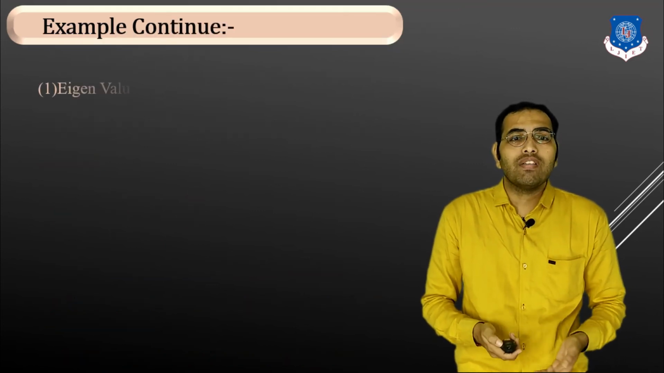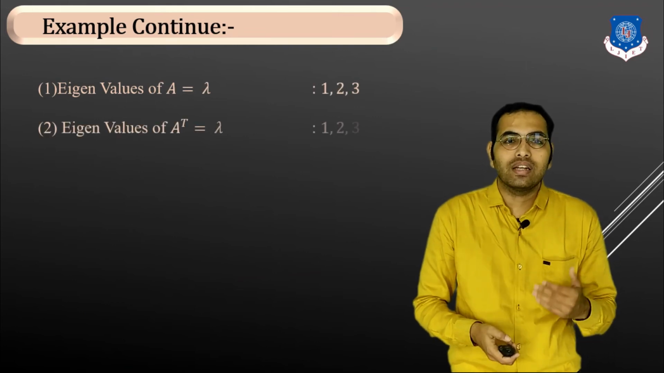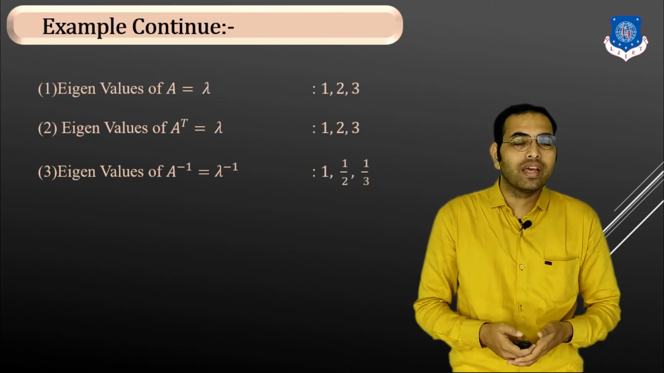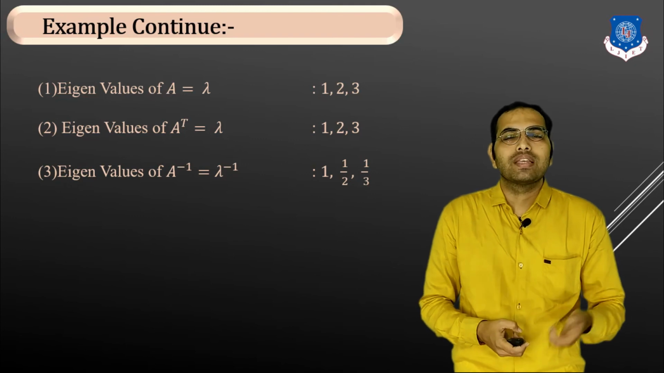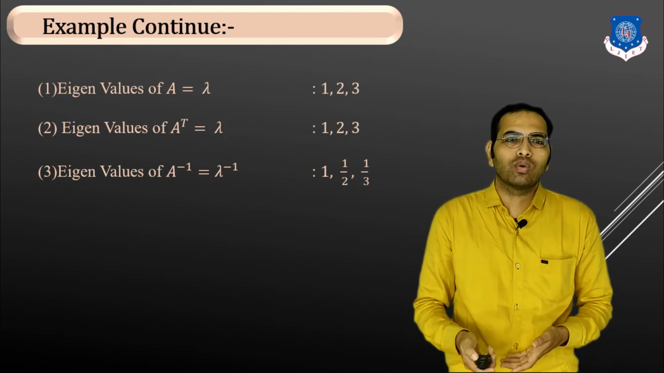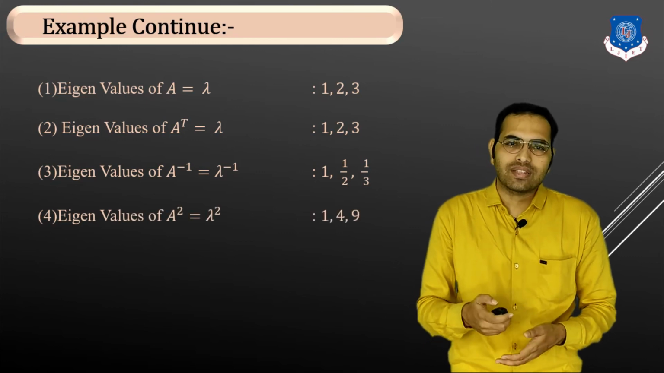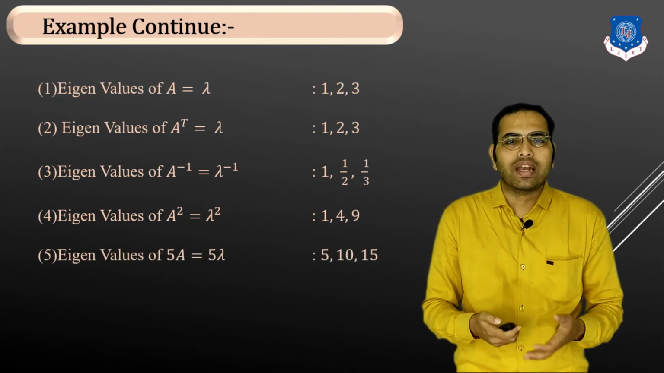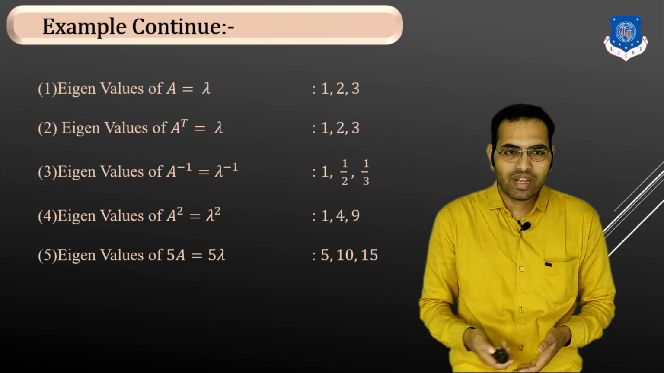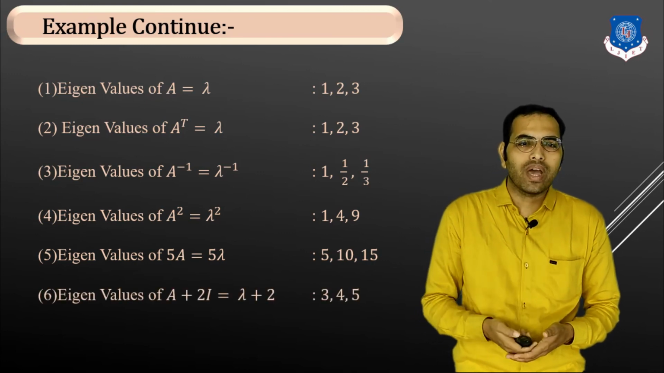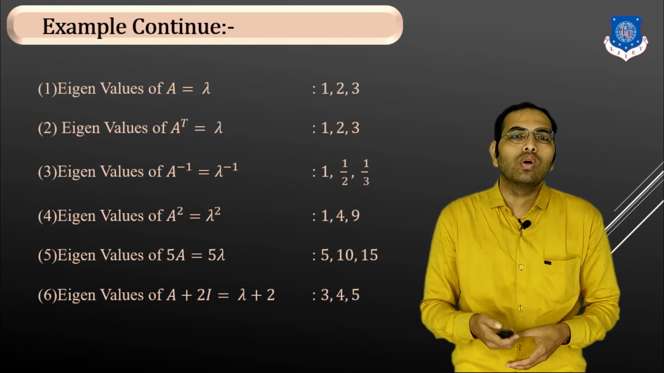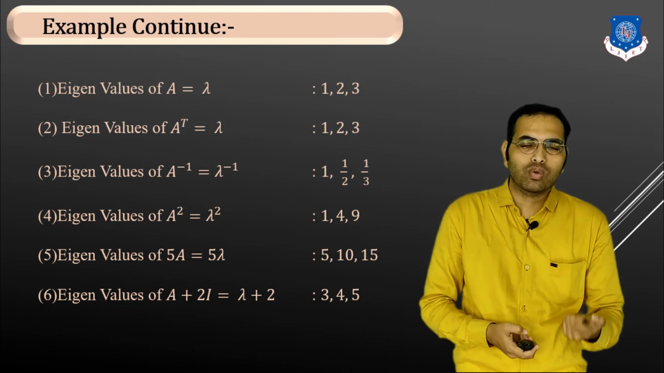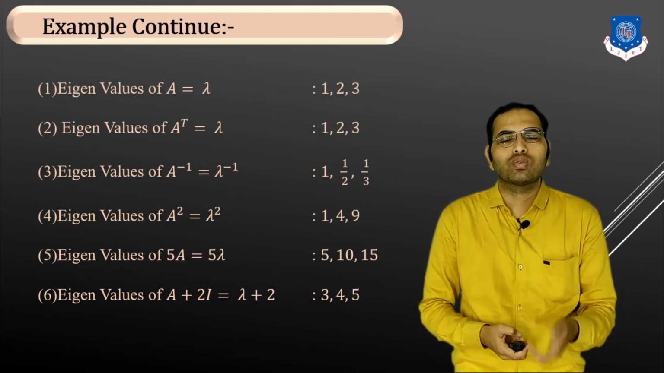Now eigenvalues of A inverse, that is lambda raised to minus 1, that will give you 1, 1 half and 1 by 3. Eigenvalues of A transpose are the same as A, that is 1, 2, 3. Eigenvalues of A square, that is lambda square, will be 1, 4 and 9. Eigenvalues of 5A, that is 5 lambda, that is 5, 10 and 15. And eigenvalues of A plus 2I equal to lambda plus 2, that will give you 3, 4 and 5, means substituting lambda as 1, then 3, lambda as 2, then 2 plus 2, that is 4, lambda as 3, then 3 plus 2, that is 5.